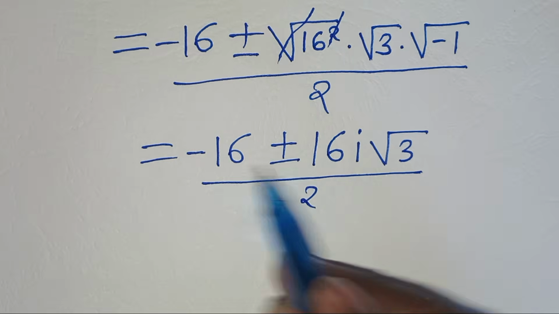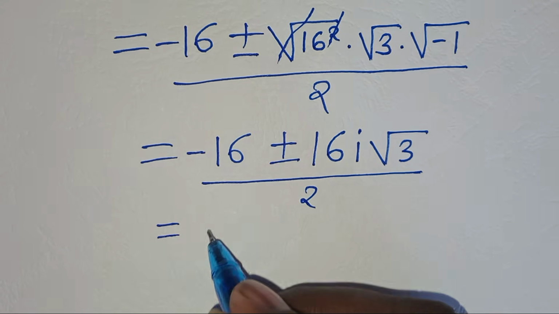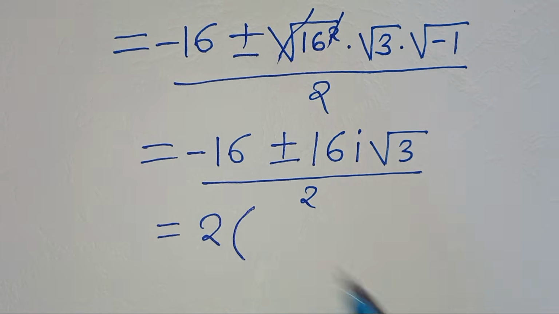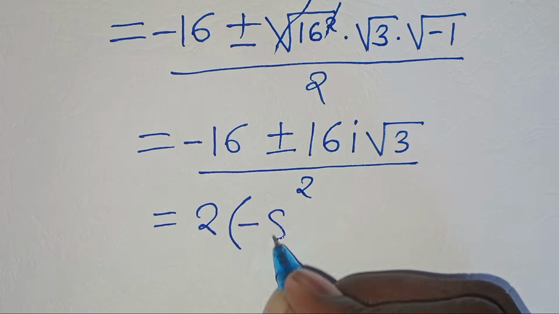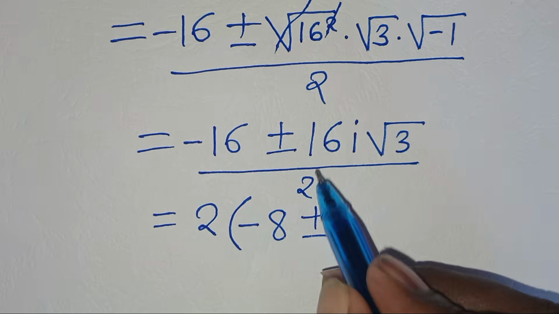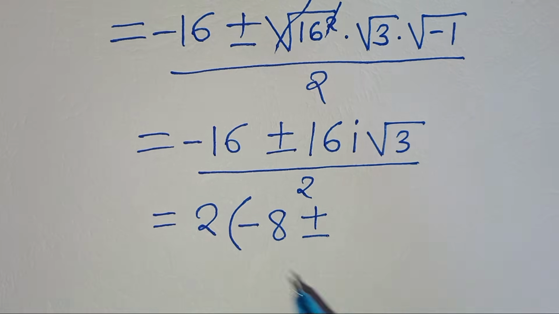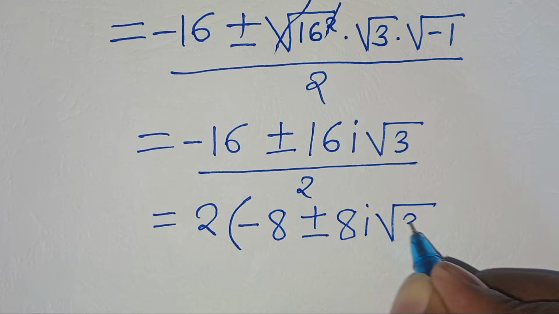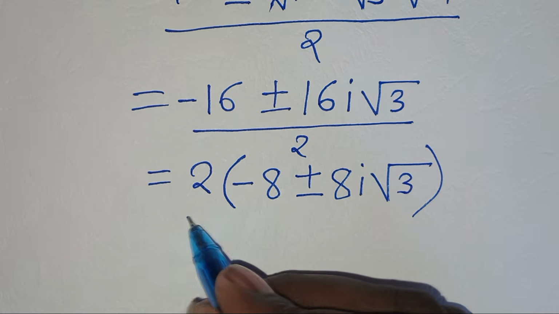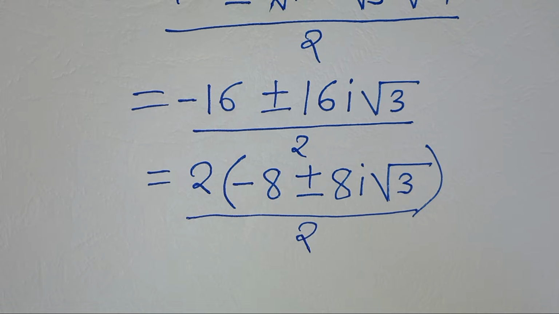So we have that in the numerator here, 2 is common. Let's factor out 2 so that we have negative 16 divided by 2, which is negative 8, plus or minus 16i square root of 3 divided by 2, which becomes 8i square root of 3. Everything here divided by 2.